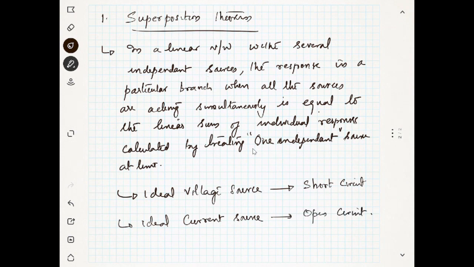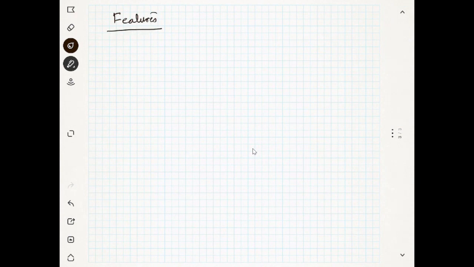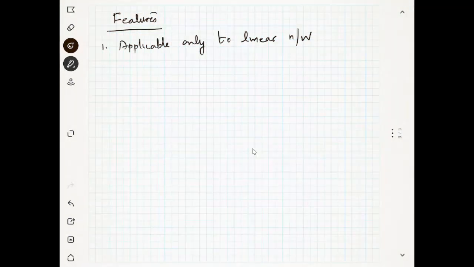Next I will explain the features of the theorem. The first feature: it is applicable only to linear networks. This is a very important point. If you have a non-linear element in the network, you cannot apply this. You should be careful about this point.